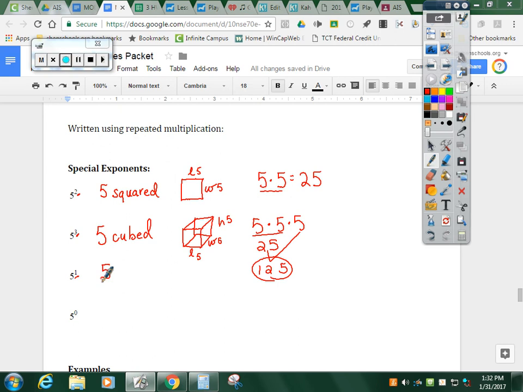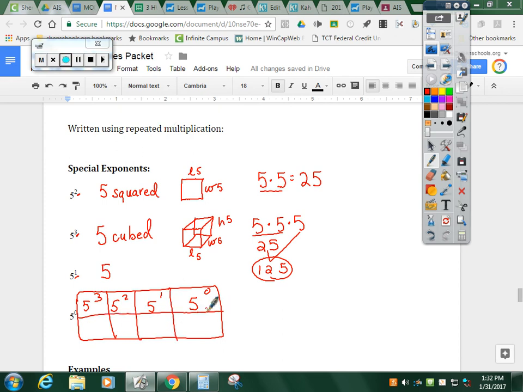And 5 to the 0 power is very interesting. So I'm going to write 5 to the second power, 5 to the first power, 5 to the 0 power. I'm going to stick 5 to the third power. And I'm going to make a table for you so you can physically see what you're doing. So we calculated that 5 to the third power is 125. 5 to the second power, 25. 5 to the first power is 5.